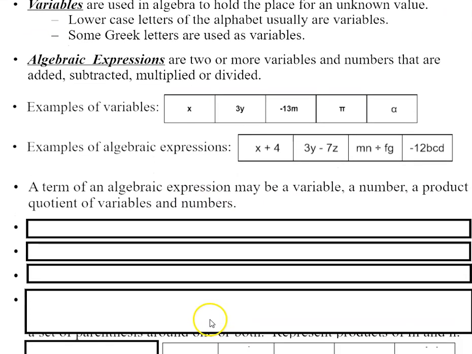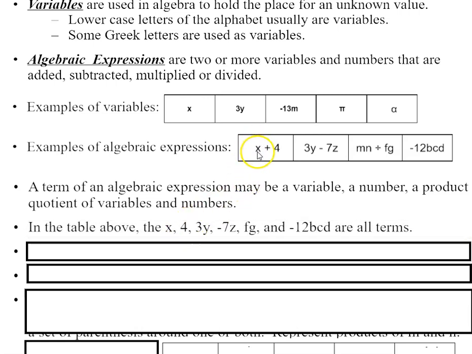We talked about terms of algebraic expressions. So we know that the x is a term and 4 is a term here.